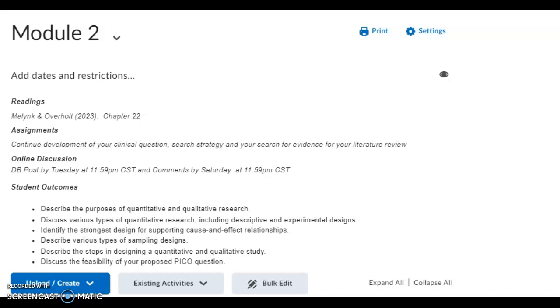I wanted to take just a few minutes to provide you with some brief highlights about Chapter 22. I assigned Chapter 22 early because it does provide a nice overview of the specific steps in designing a quantitative project or study. The chapter also provides a nice review for you on the various types of quantitative research designs, the different types of sampling designs, and much more.